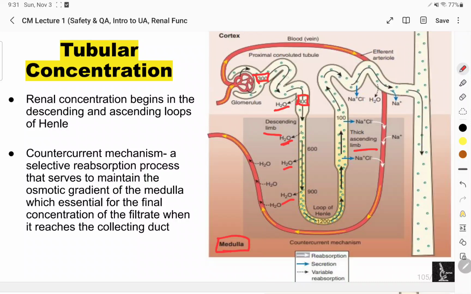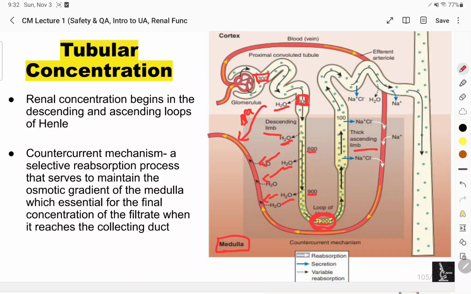300 siya diri, nga pag-abot diri sa descending loop of Henle, kung makita ninyo, nagka-dako ang osmolality sa ultrafiltrate. Nahimo 600, nahimo 900. Pag-abot diri sa tunga gyud sa loop of Henle, nahimo na siyang 1200. Kaya ang water, nanggawas naman tanan. Kasi water dapat i-reabsorb man diri, pabalik sa blood vessels. Okay? Kasi sodium pod, i-reabsorb man diri si sodium pod. Di ba? So what will happen?